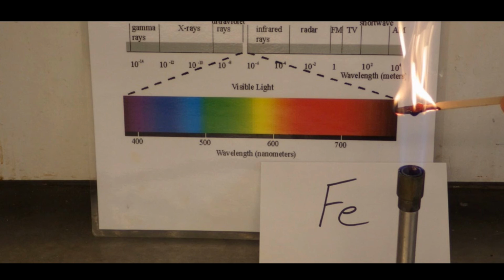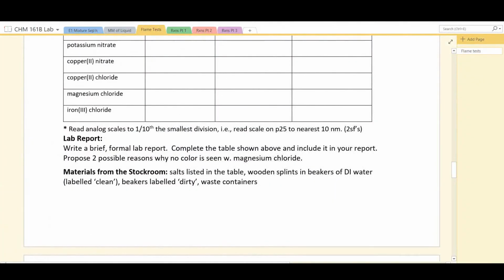Alright, so we need to go back and look at the lab procedure and explain more about what's required in the lab report for this experiment. For the lab report, you will write a formal but brief lab report and include the completed table shown above here in your lab report, and propose 2 reasons why no color is seen with magnesium chloride.